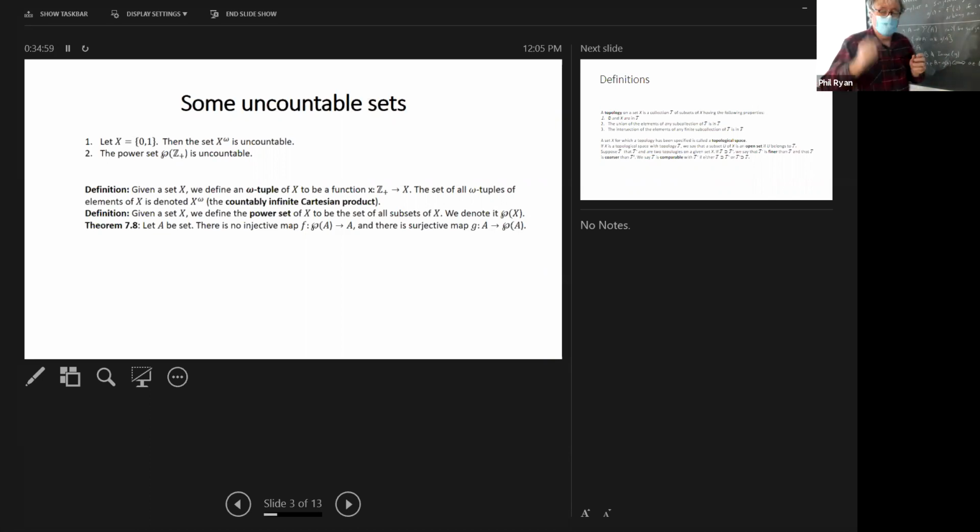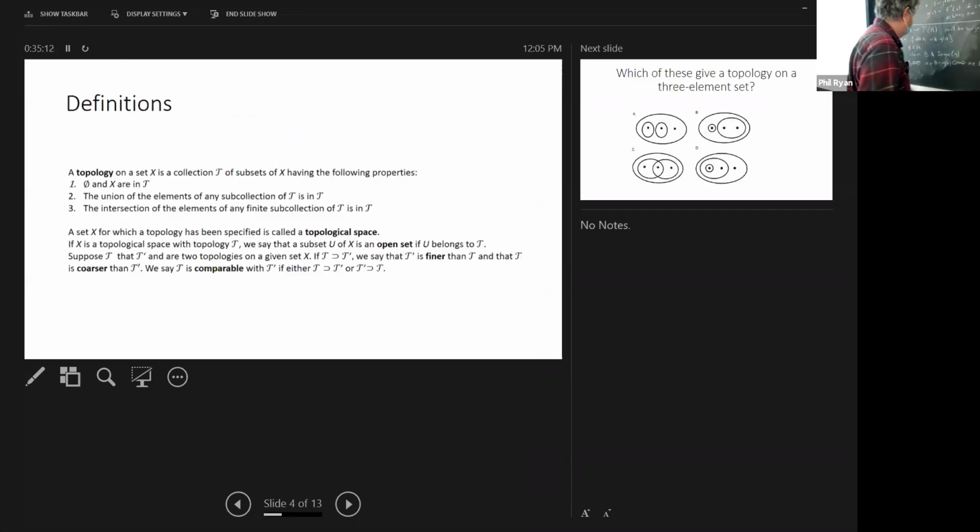We had to wait until uncountable to get to the really cute proofs. All the stuff before was pretty boring, but uncountable stuff is pretty fun. Okay. Let's get on to topology, finally.